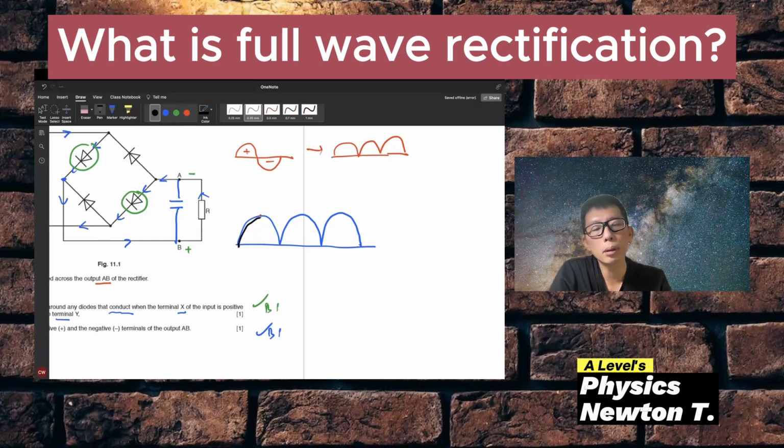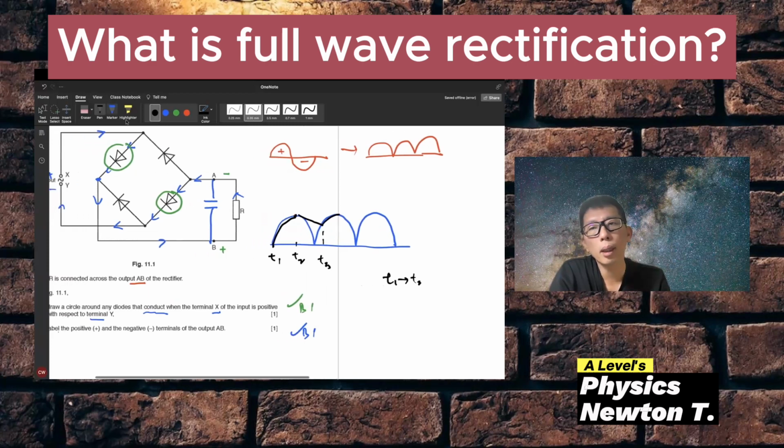Let's say this is T1 and this point is T2, and then this is T3, and then it will go up again. So when the potential difference increases, from T1 to T2, the capacitor is being charged, because when the current comes in, it passes through the capacitor and the resistance at the same time. So this is a charging process, charging until it becomes fully charged.